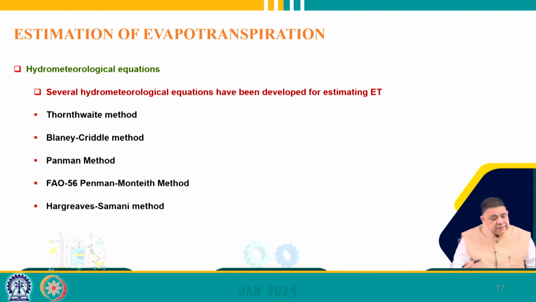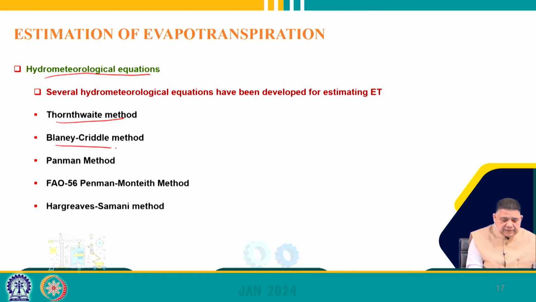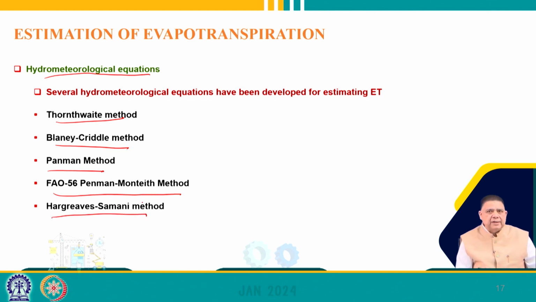But besides water balance, there are several hydrometeorological equations which are used for estimating evapotranspiration, and some popular ones are here: Thornthwaite method, Blaney-Criddle method, Penman method, FAO 56 Penman-Monteith method, Hargreaves-Samani method, and the list can go on and on. There are more than 30 hydrometeorological equations that have been derived, and we will see only a limited number of them and discuss them a little bit here.